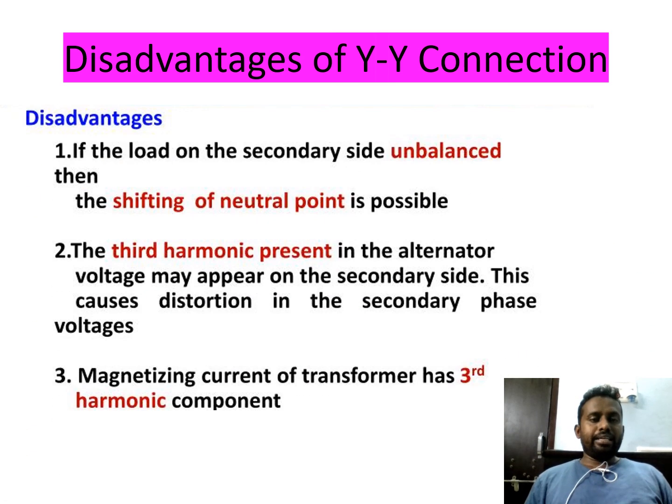Among the disadvantages, if the load on the secondary is unbalanced, then shifting of the neutral point is possible. The third harmonic in the alternator voltage may appear on the secondary side. This may cause distortion in the secondary phase voltage. The magnetizing current of the transformer has a third harmonic component, which induces some harmonics in the system.